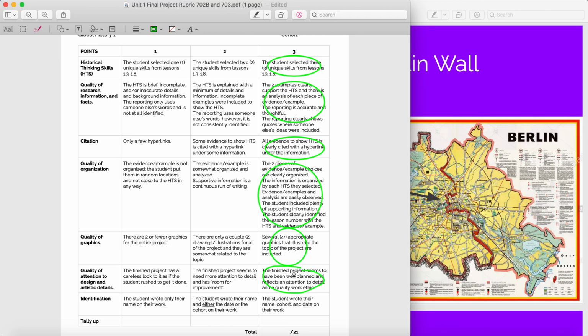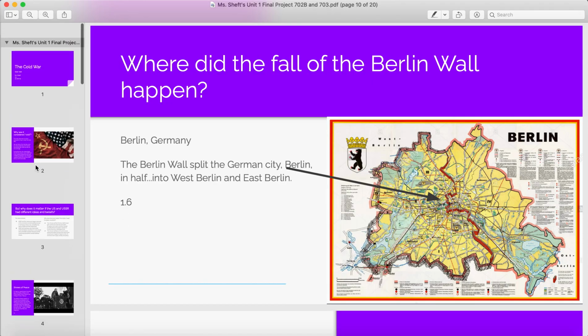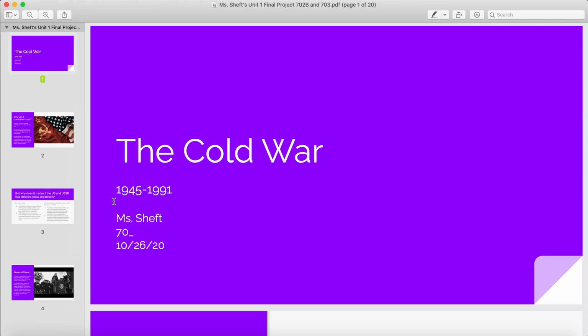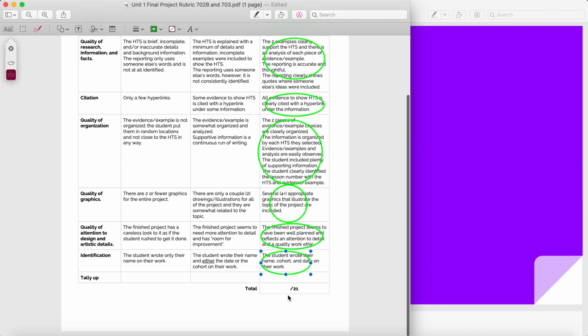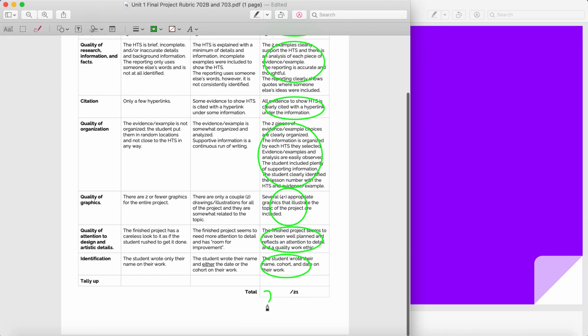And then I consider this last identification part the easiest 3 points you'll ever earn: you wrote your name, cohort, and date on your work. So let's go back to our title slide, and you can see I've written my name, my cohort, and the date. So in this case, this would tally up to 21 out of 21, a 100 on our Unit 1 final project.